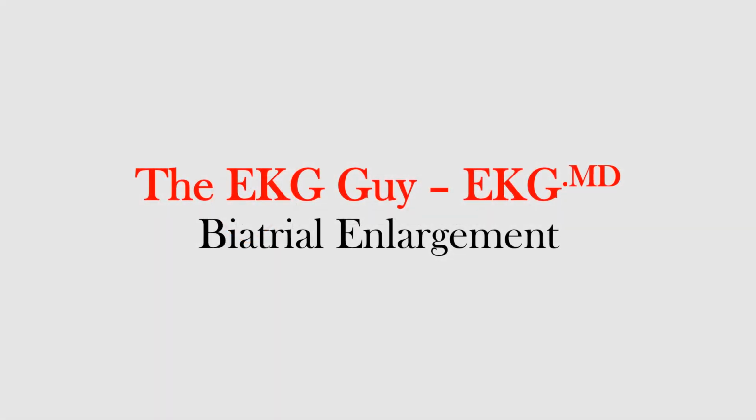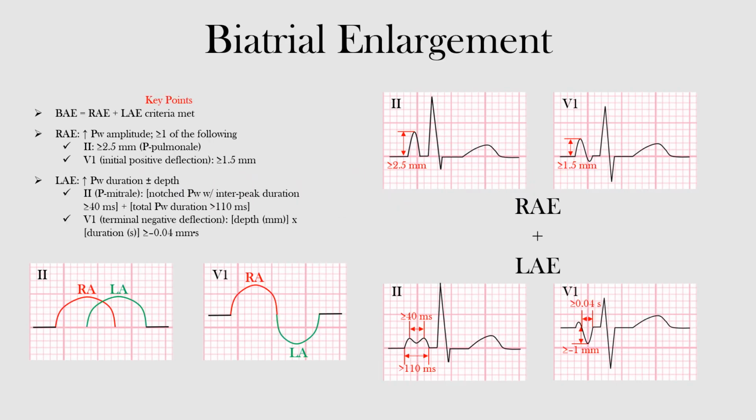In this lecture, we will discuss the EKG criteria for biatrial enlargement. Biatrial enlargement is diagnosed when the criteria for both right atrial enlargement and left atrial enlargement are met. This means it could be either in lead 2, lead V1, or a combination of leads. So let's use this lecture as a chance to review both the criteria for right and left atrial enlargement, as well as a chance to see some of these possible combinations.